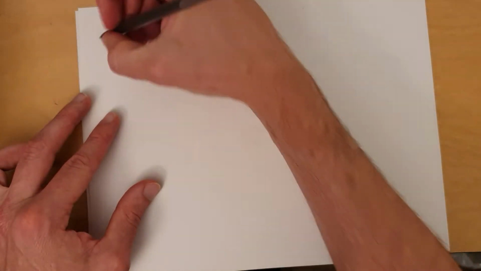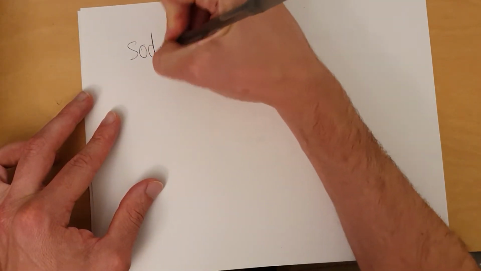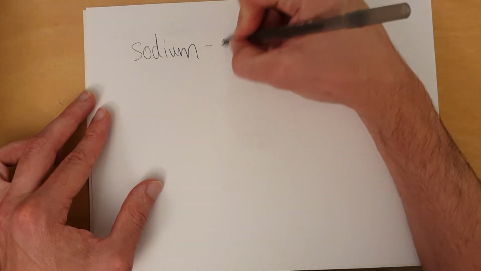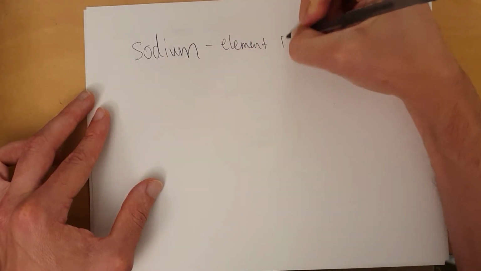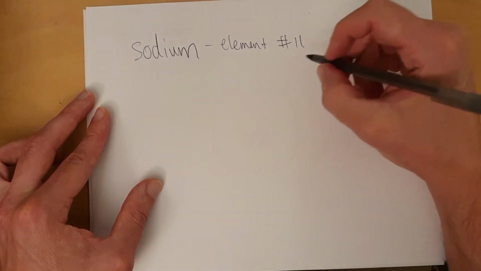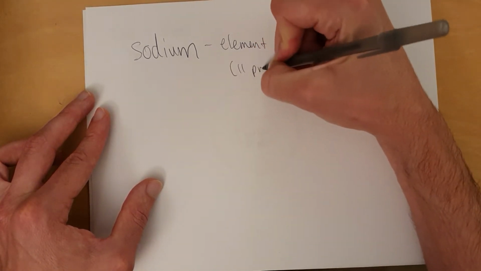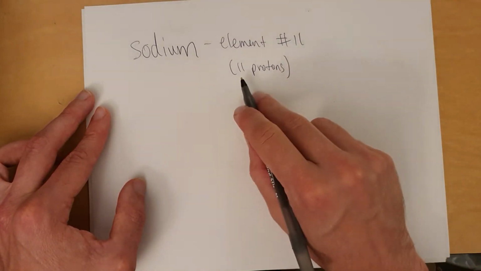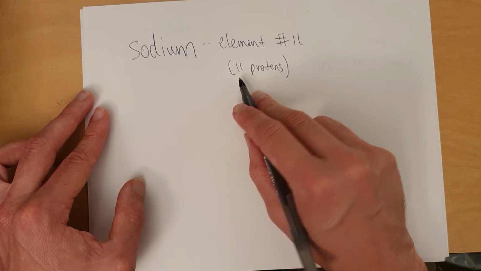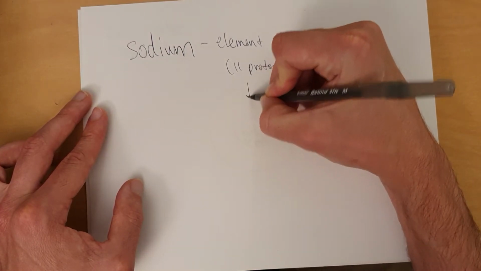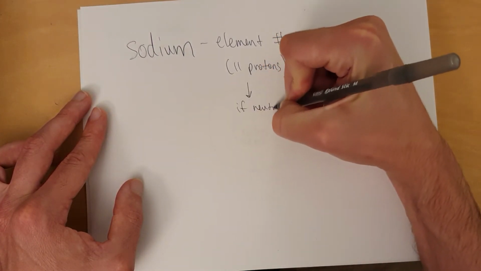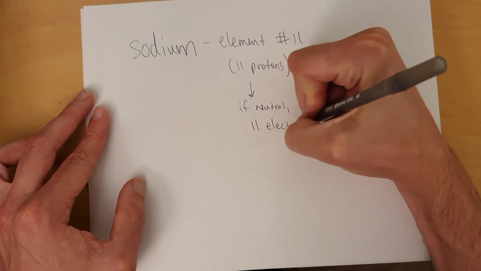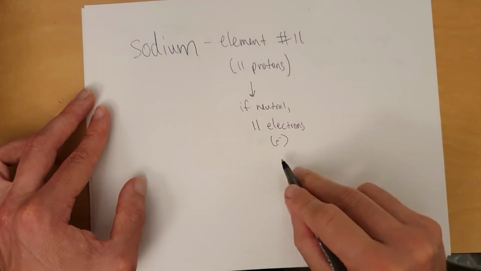Let's look at sodium as an example. Sodium. If you look it up on the periodic table, it's element number 11. That means 11 protons. So here's the deal. Sodium has 11 protons. We're going to assume if neutral, a sodium atom has 11 electrons, with e being my favorite abbreviation for electron.